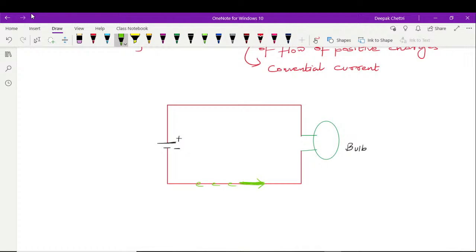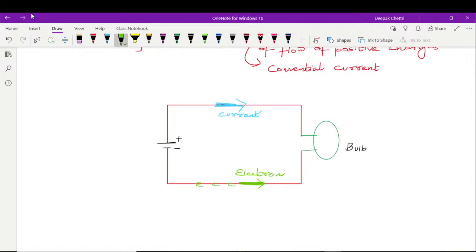But as per the definition of direction of current, the current direction will be opposite. So the electrons will go in this anti-clockwise direction, whereas the current will flow in the clockwise direction. Right, this will be the direction of current, and this is your electron. Okay, so you have to remember, direction of current is opposite to direction of electron. Is it clear? I hope that is clear.